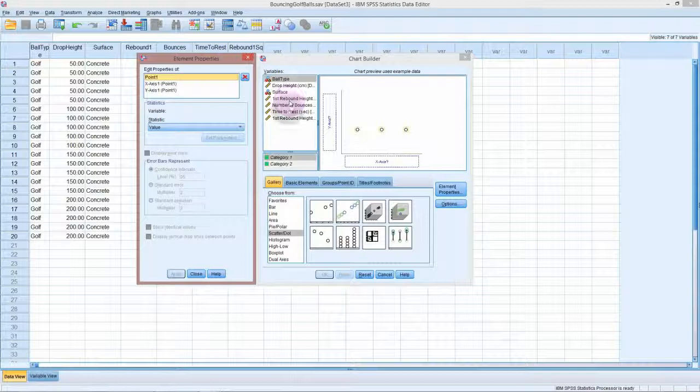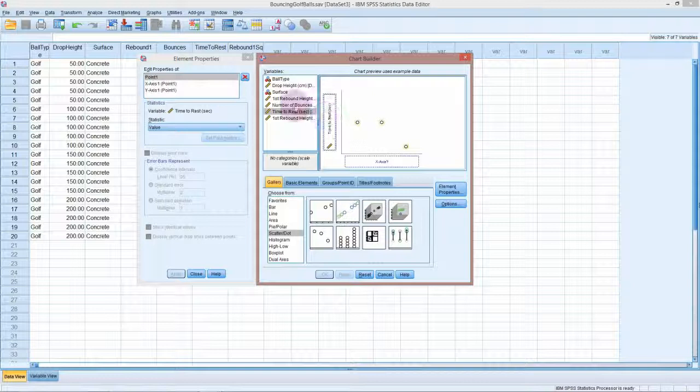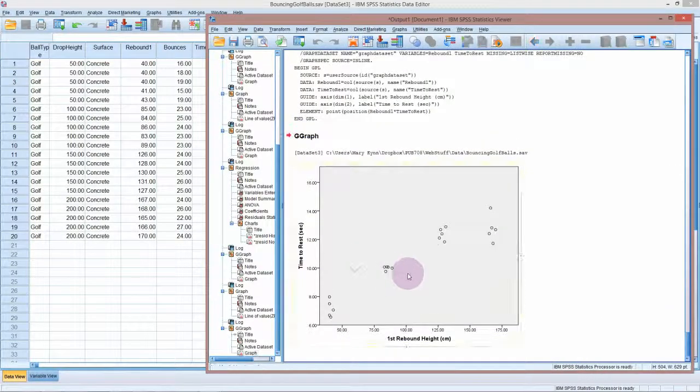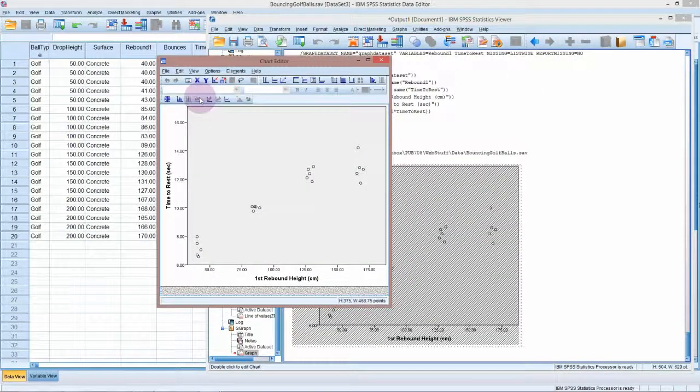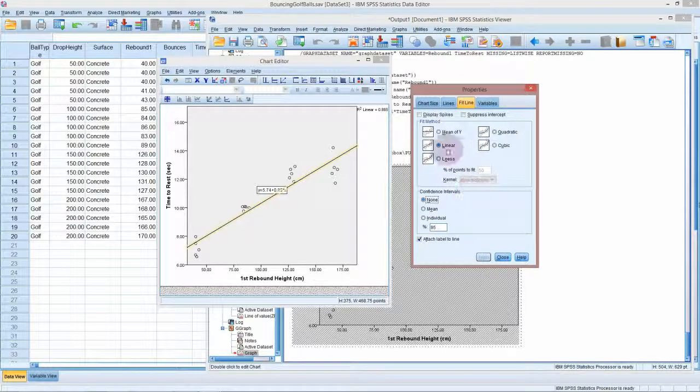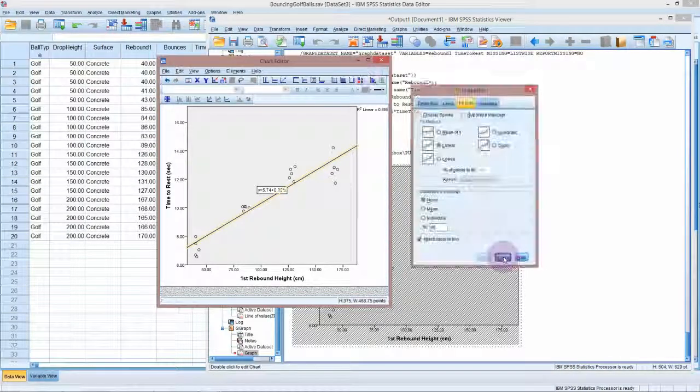Now I would like to see if I can predict the time until the ball stops bouncing by the height of the first bounce. I would expect this would be a very close linear relationship, in that the higher it bounces the first time it rebounds, the longer it's going to take to stop. I would think that's a fairly straightforward relationship. Now it looks fairly reasonable from that. Let's put the regression line in. Linear, okay, close.